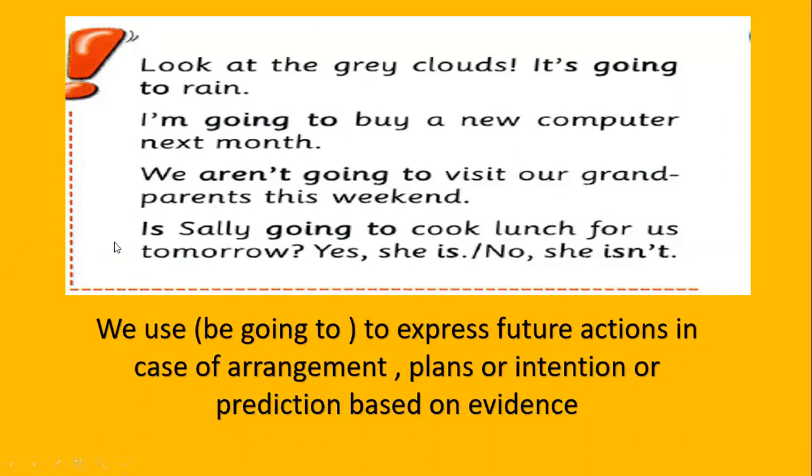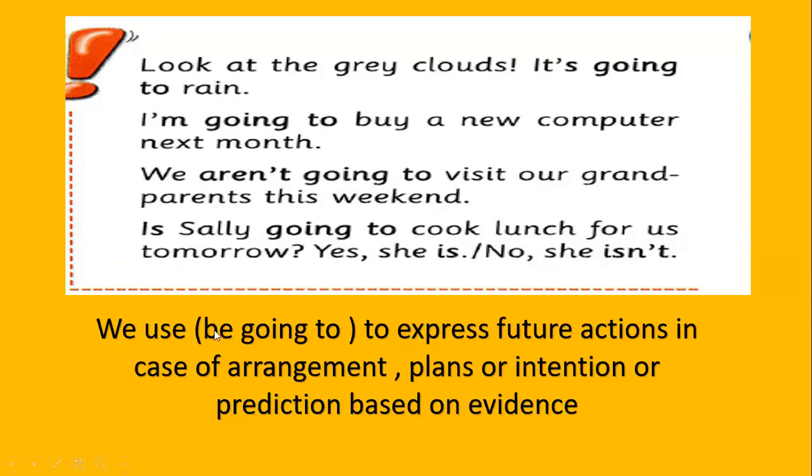The last one is a question. Is Sally going to cook lunch for us tomorrow? Here someone is asking, is Sally going to cook lunch for us tomorrow? Yes, she is, or no, she isn't. It means, is there a planning? Is there intention for Sally to cook lunch for us tomorrow? So here, he didn't say, will Sally cook lunch for us tomorrow? Because here we have planning or intention. So for the planning or intention, we don't use will, we use going to.